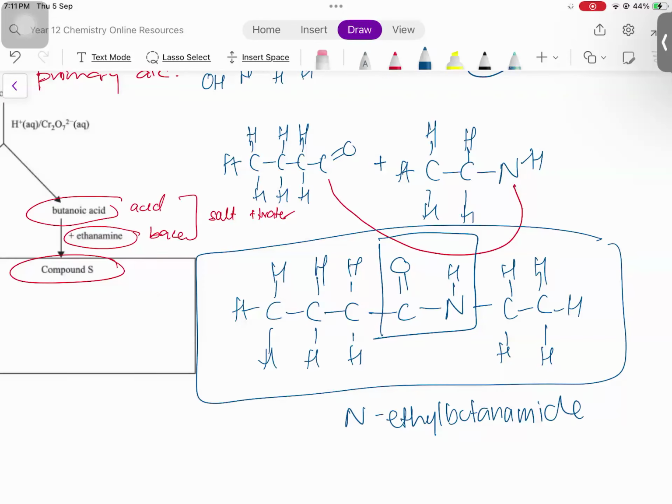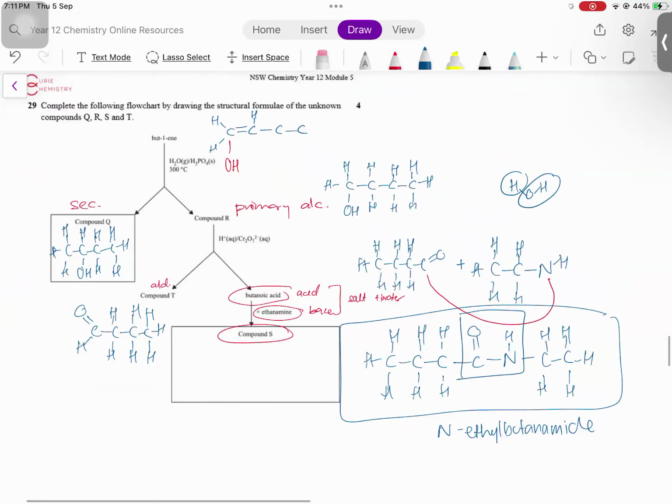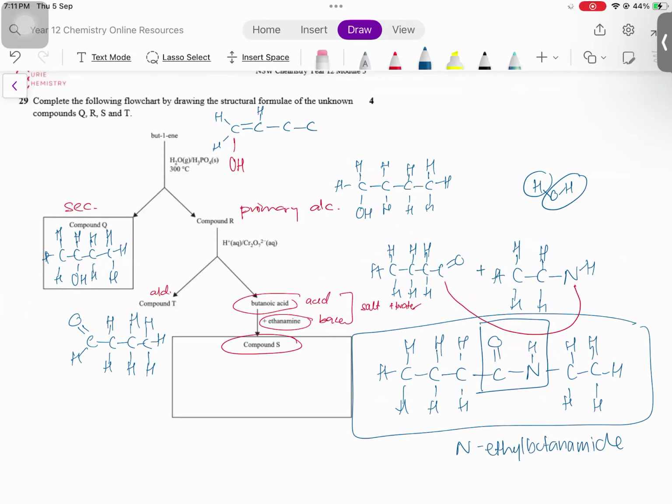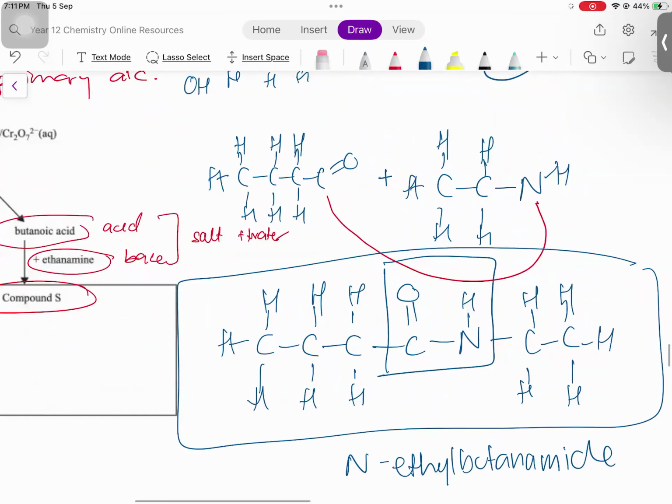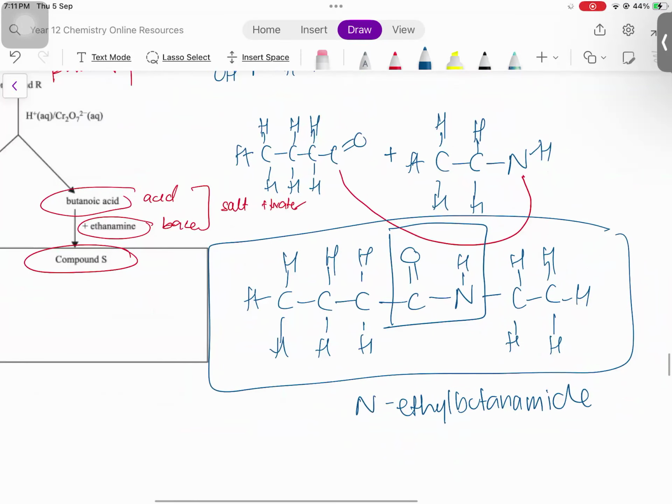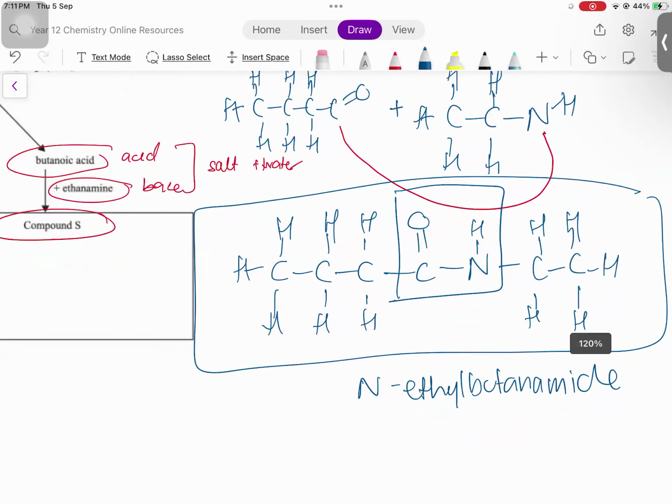Okay, so this is all of your structures. So the key learning from this question: don't be scared of organic acids and organic bases reacting. They react the same way that an inorganic acid and base from module 6 do. When you mix an acid with an amine, it produces an amide. So this is compound S.